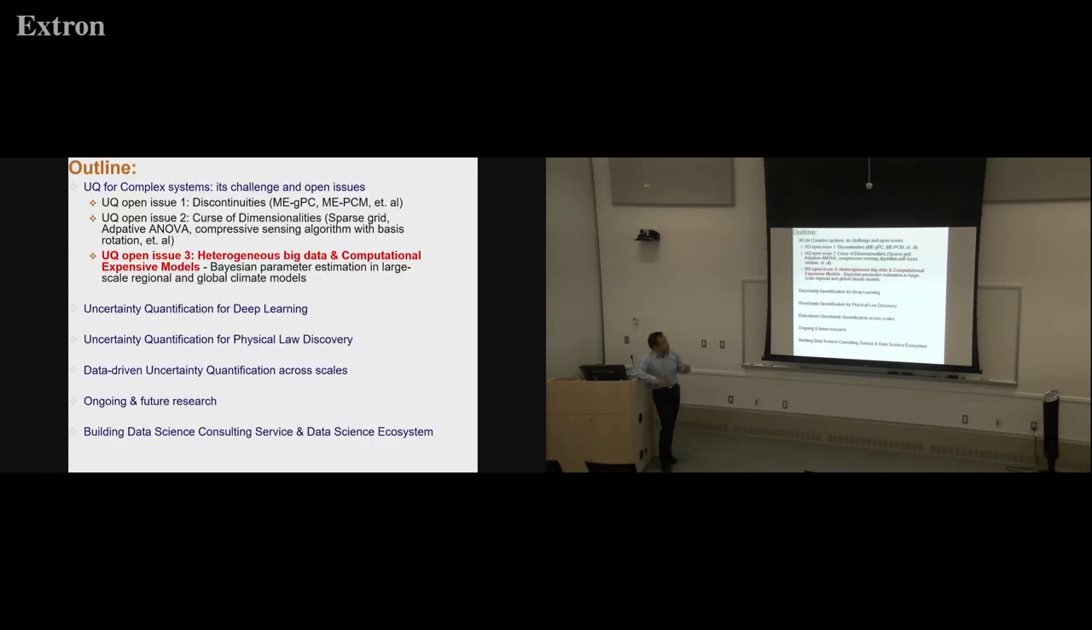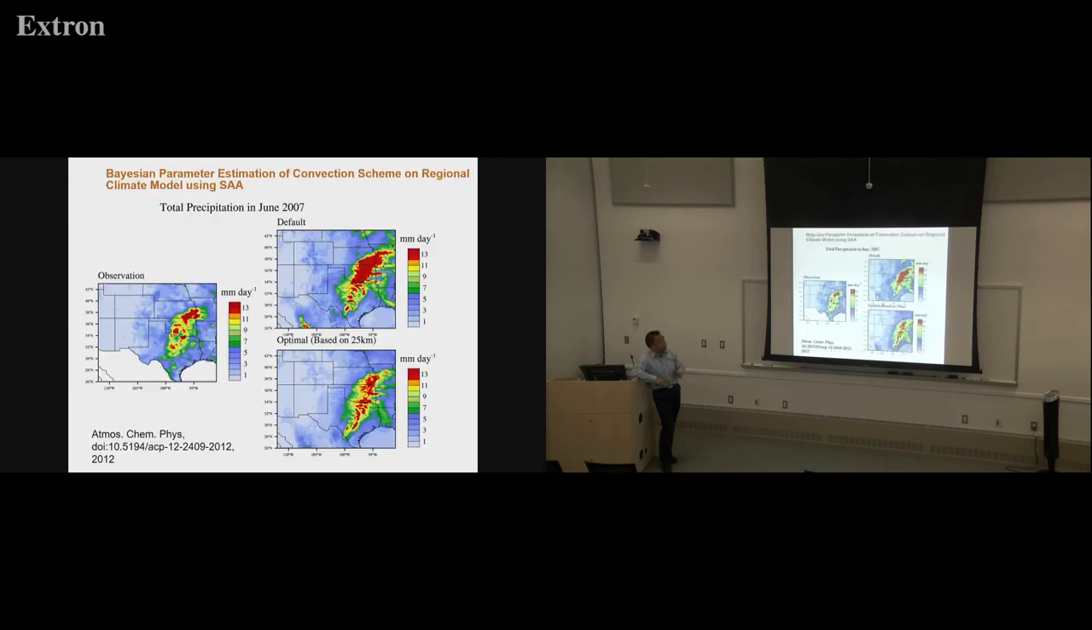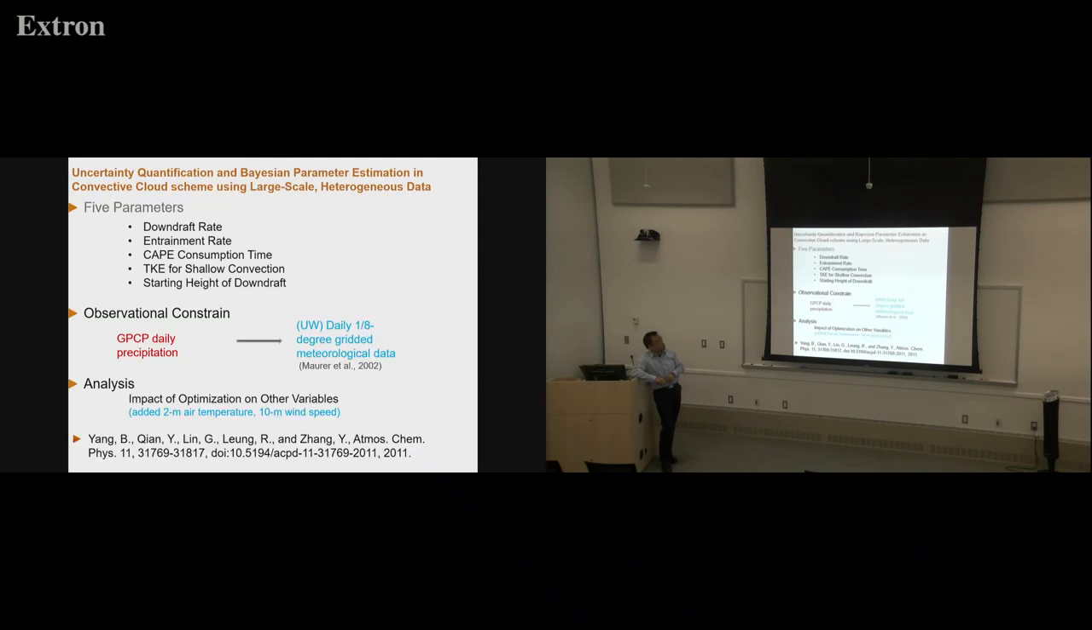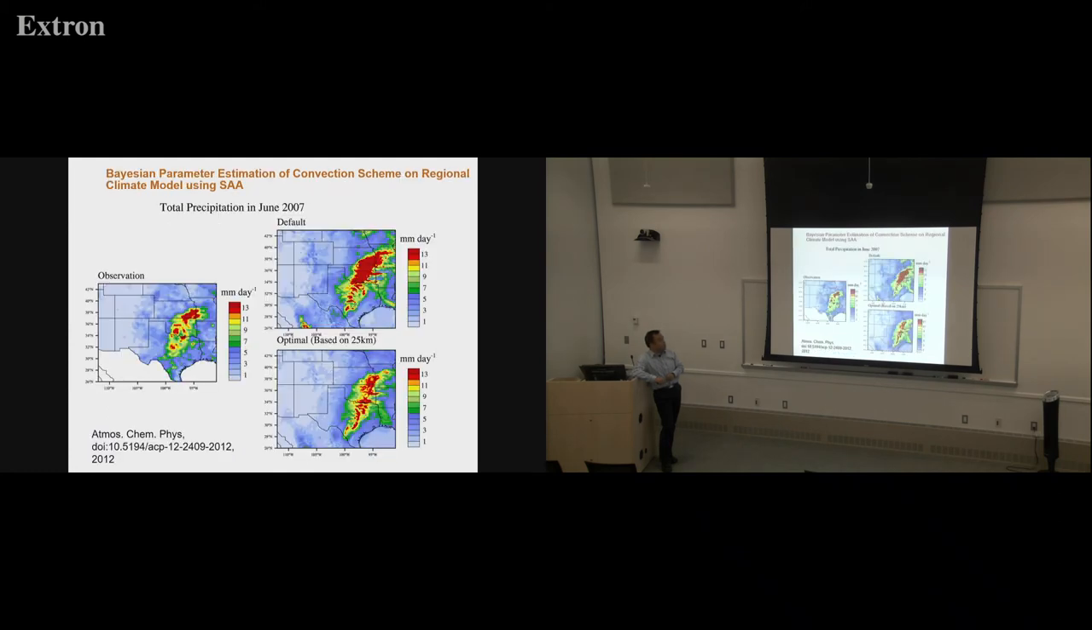Finally, I will talk about how we do model calibration on a complex, real-world problem: regional parameter calibration. We identified 5 different parameters that control the convection scheme in the WRF regional climate model. We use satellite data to calibrate the 5 parameters, and then we improve the model's predictive capabilities. We published it in Atmospheric Chemistry and Physics, one of the best journals in climate science. This is for regional climate models.